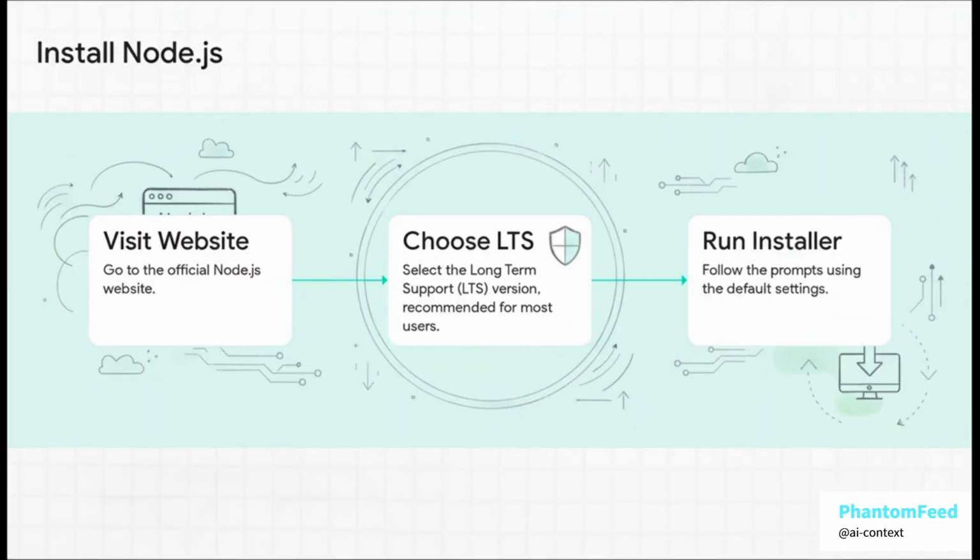First things first, you're going to want to head over to the official Node.js website. You'll see two versions right there on the front page. Make sure you choose the one labeled LTS. That stands for long-term support, and it's basically the super stable, reliable version that's perfect for pretty much everything. Once that's downloaded, just run the installer. And honestly, you can just click through and use all the default settings. They're perfect for getting started.